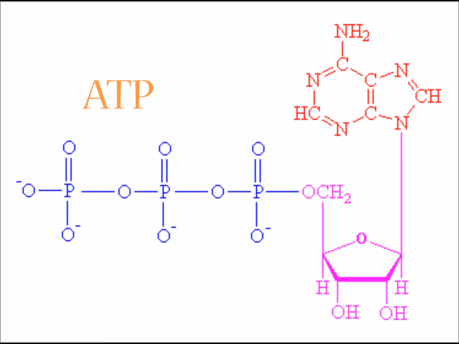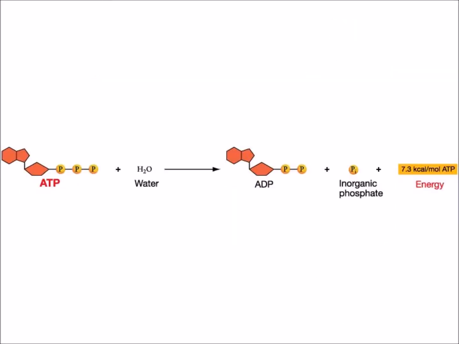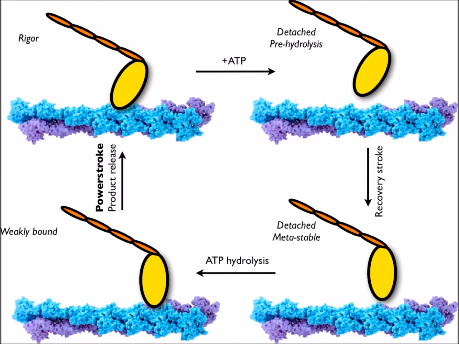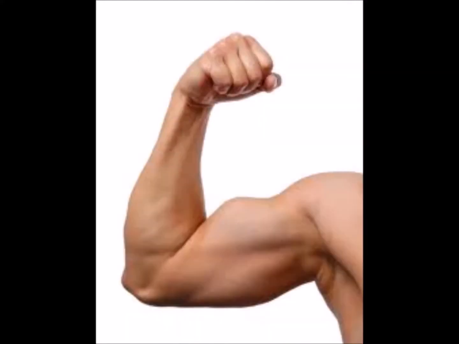We know that ATP, when it's hydrolyzed, turns into ADP and an inorganic phosphate, and in turn, it releases energy. The myosin head hydrolyzes the ATP, and this releases energy, making a high energy configuration. As a result, the breakdown of the ATP releases energy, which enables the myosin to pull the actin filaments inwards, and this shortens the muscle. This happens along every myofibril in the muscle cell. So this is the contraction.